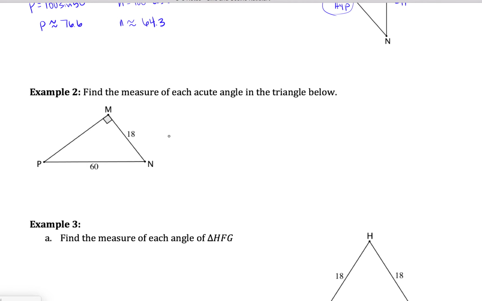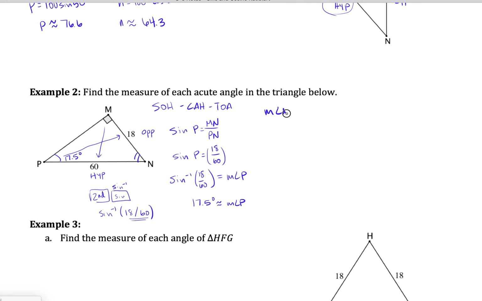Now I could set up another trig ratio, so I'm going to write this in over here. I know that this is now 17.5 degrees. I could set up another trig ratio to find angle N, or I could realize that that's actually not necessary. I can use the fact that these three angles need to add up to 180, or that since it's a right triangle, these two angles have to add up to 90, and I could say that the measure of angle N is equal to 90 minus the measure of angle P, so that means that the measure of angle N is equal to 90 minus 17.5.